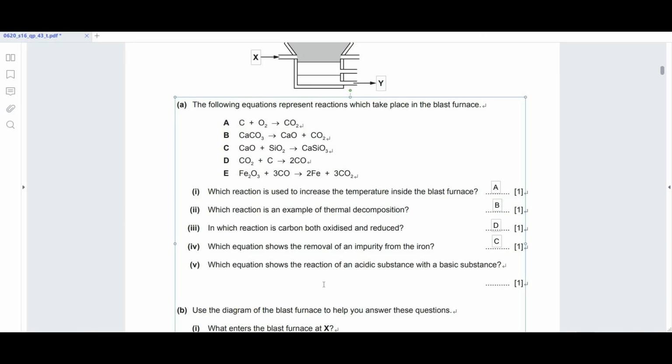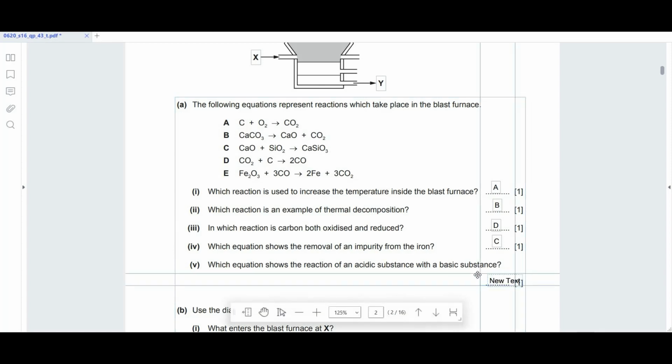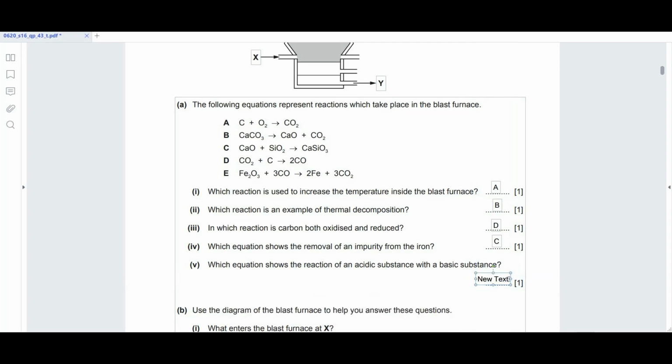So they're asking us which equation shows the reaction of an acidic substance with a basic substance. We can state that reaction C is an example of the reaction of an acidic substance with a basic substance. So here we can say reaction C. We are done with A part. Now moving on to B part.